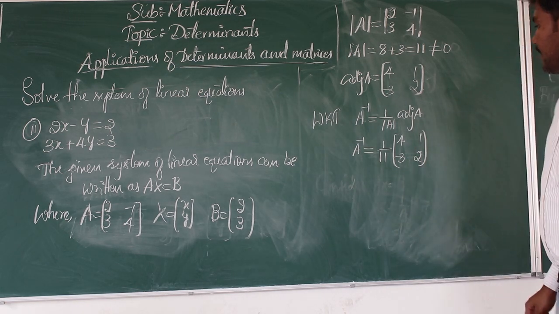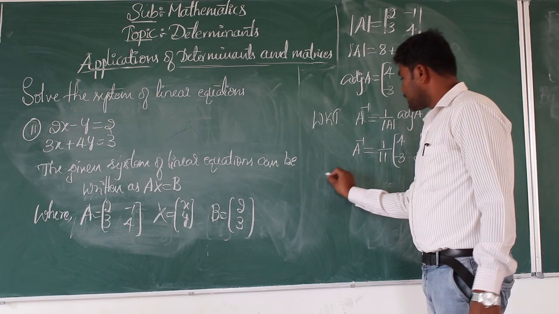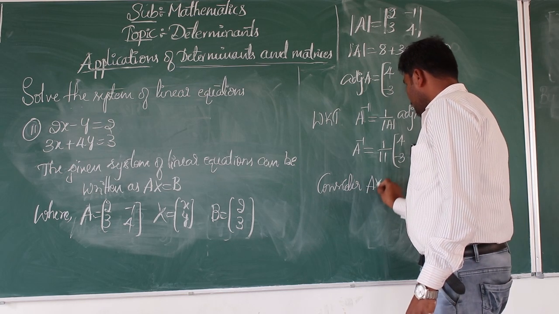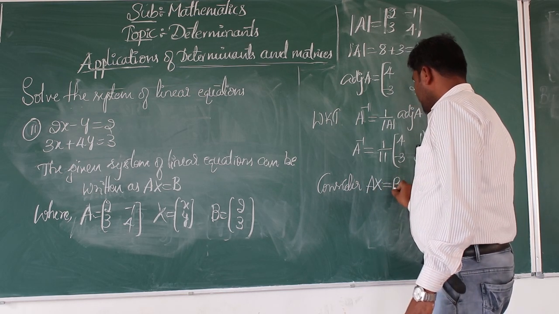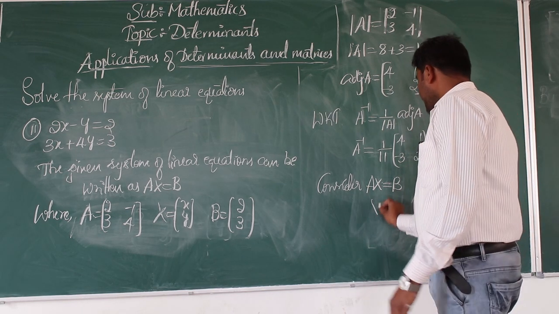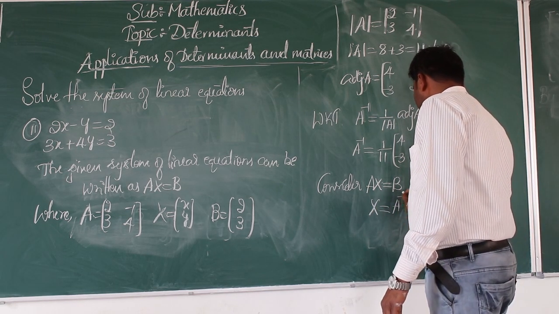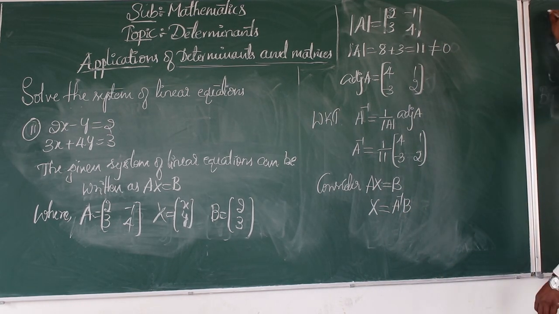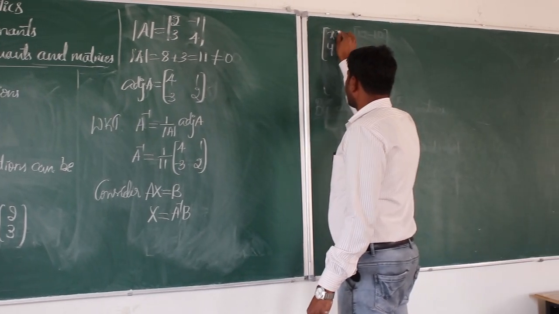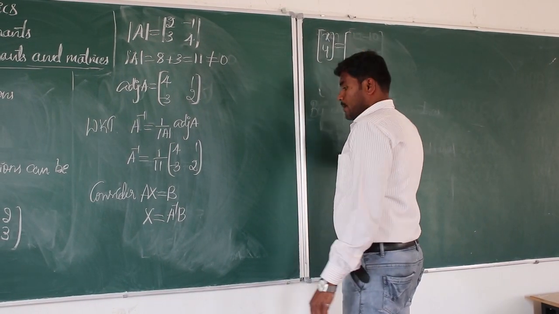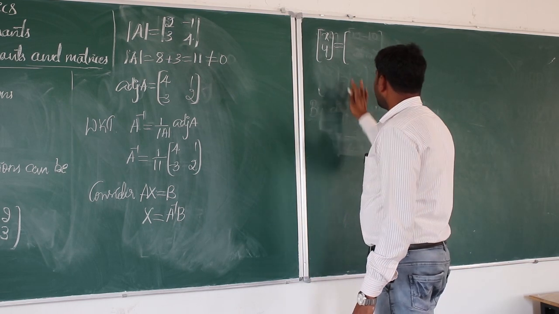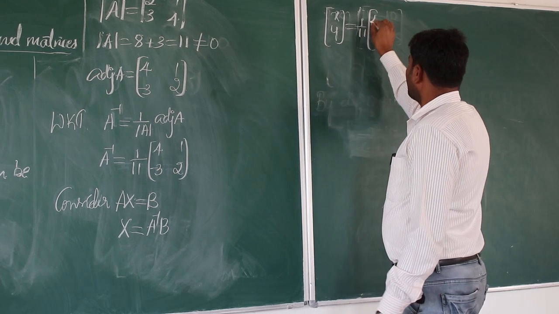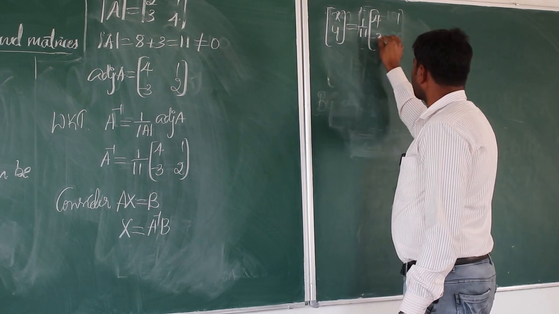So next we have to find the values of x and y. Therefore consider the equation Ax is equal to b, and here x can be written as A inverse into matrix B. So the variable matrix xy is equal to A inverse, 1 upon 11 into the matrix 4 1 minus 3 2.